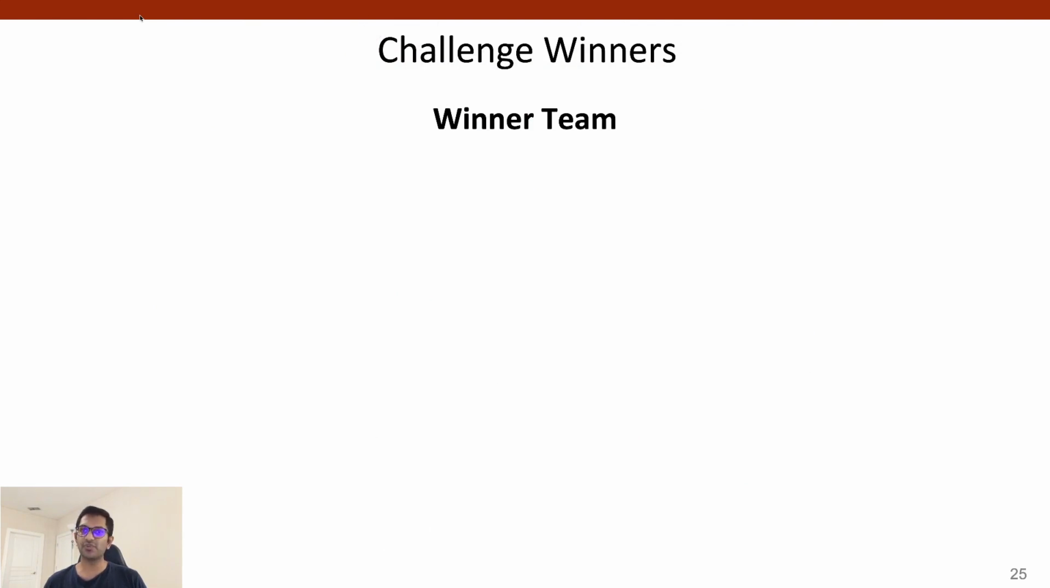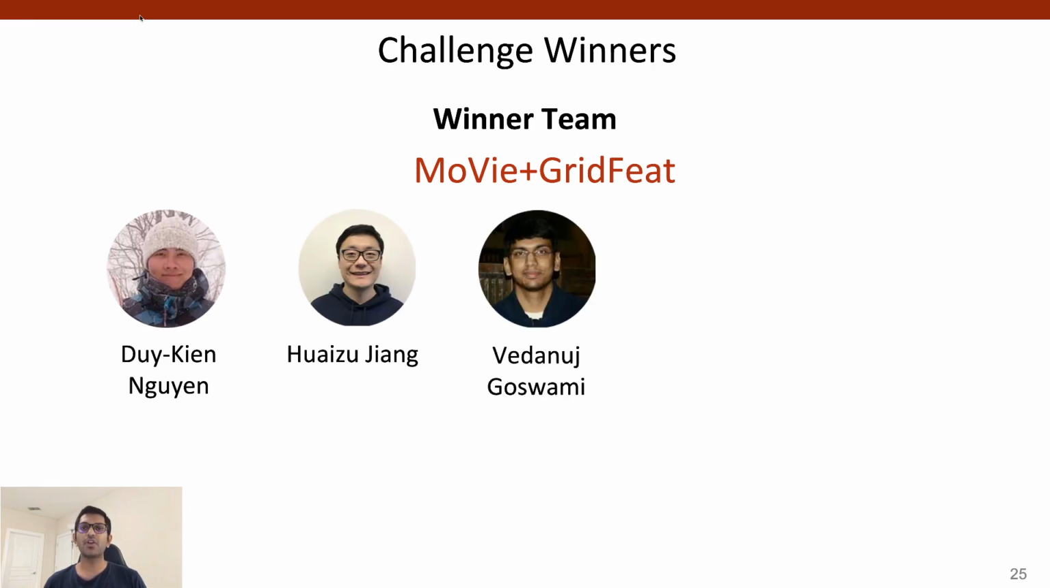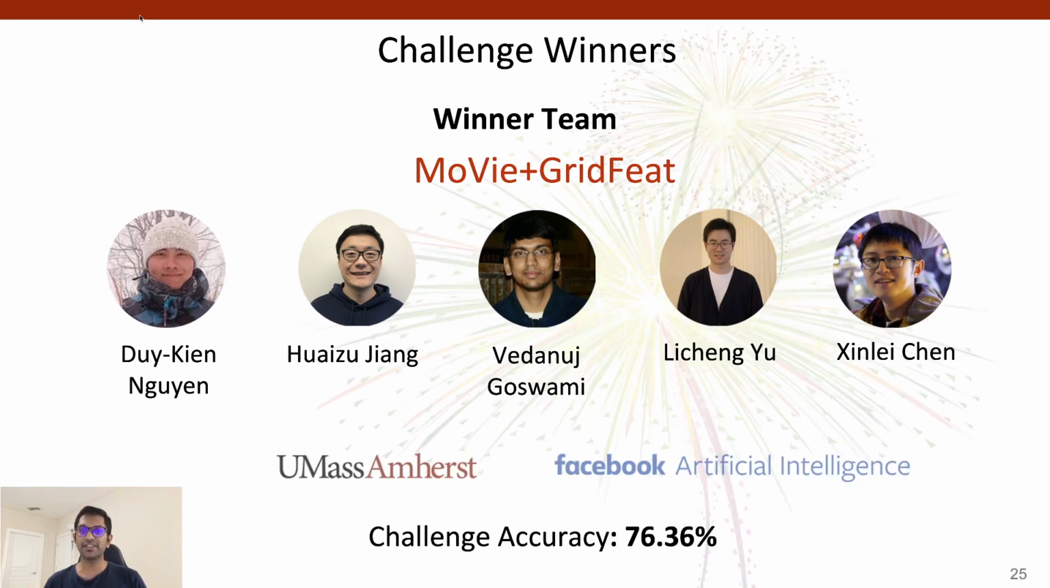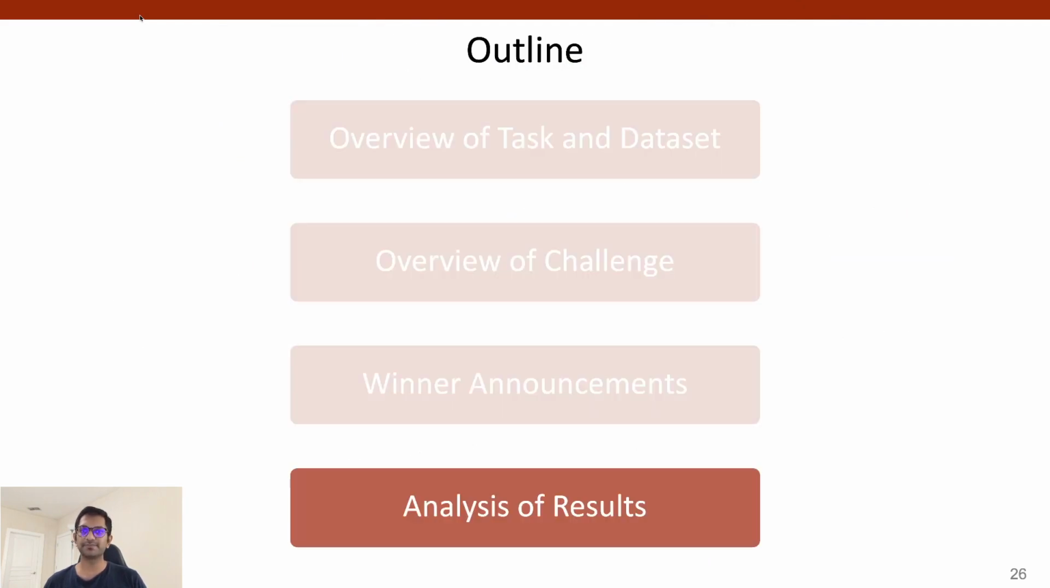Now it's time for the winners, and the winner team is Movie plus Gridfeed, and their team members are Yuqing Gao, Huaizu Jiang, Vedanuj Goswami, Licheng Yu, and Xinlei Chen. Their accuracy on the test split is 76.36. All winners will be given Google Cloud Platform credits.